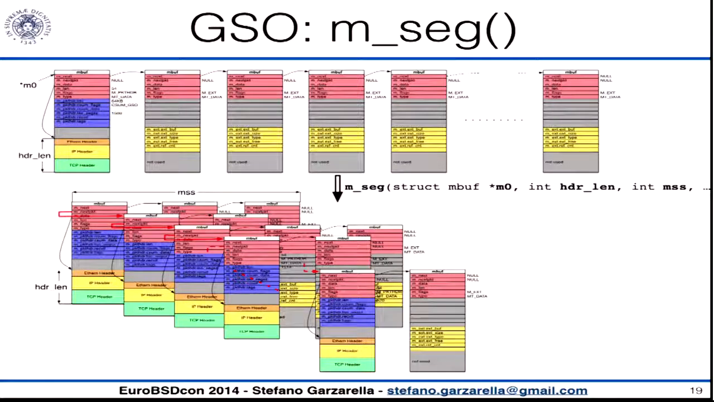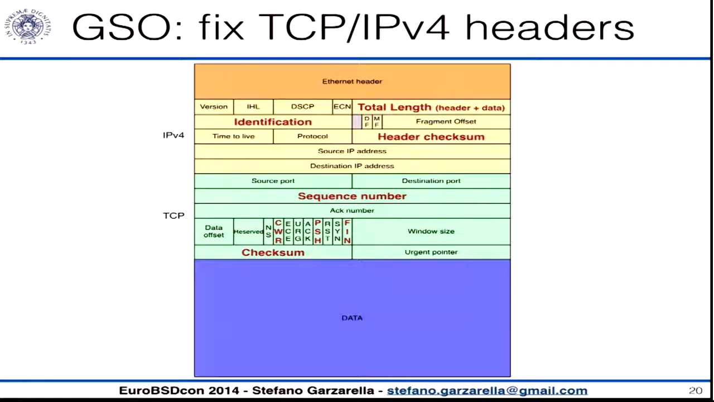This is the mseg function. It creates the new segments from the original packet mbuf. In the mseg function, there are some parameters. The m0 is the original packet. Header length is the number of first bytes in the m0 that are copied into each new segment. And MSS is the maximum segment size. After the segmentation, we need to fix the TCP and IP headers. In this case, TCP on IP version 4.